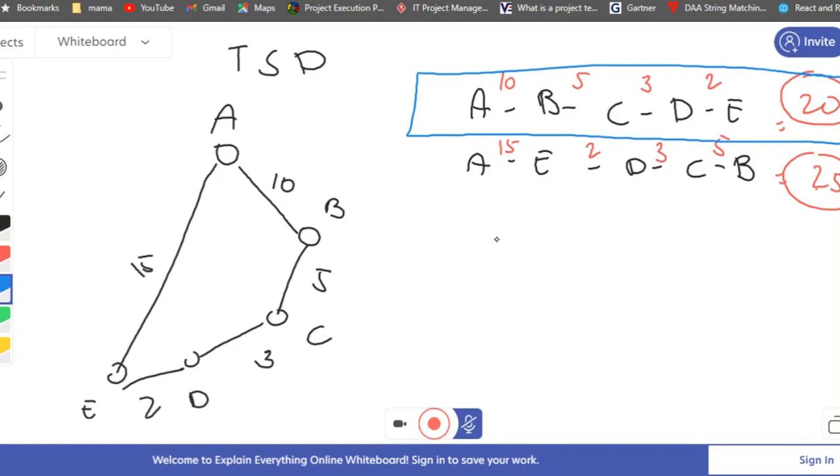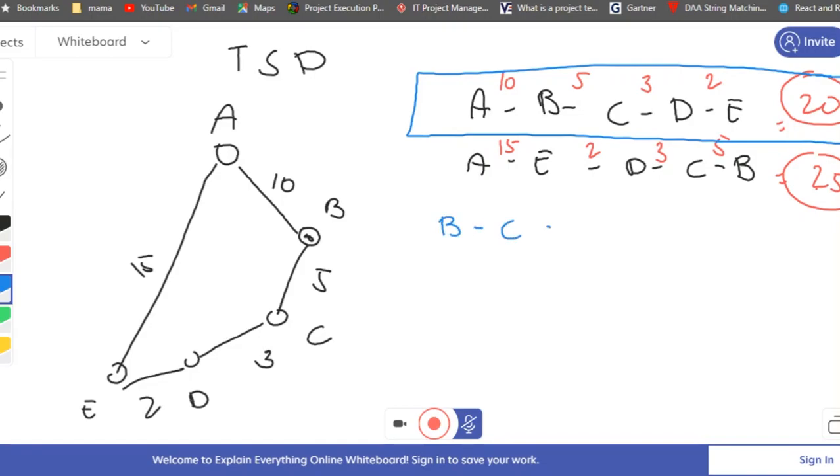So, depende yan kung saan siya mag-start. For example, nag-start siya sa B. Okay? So, another salesman, nag-start siya dito sa B. So, lagyan natin yung mga possible na paths. So, start from B.